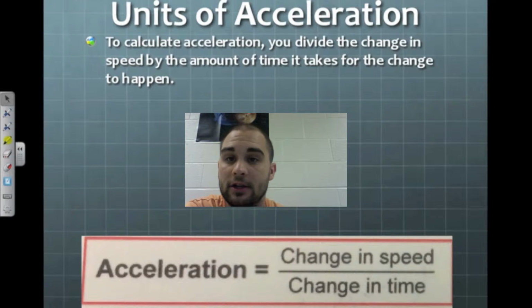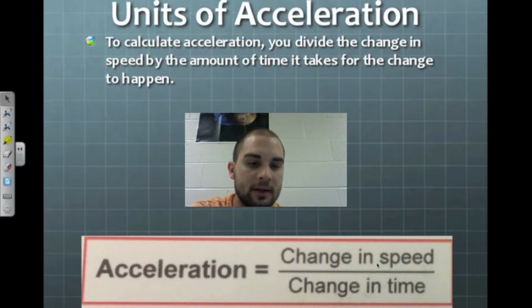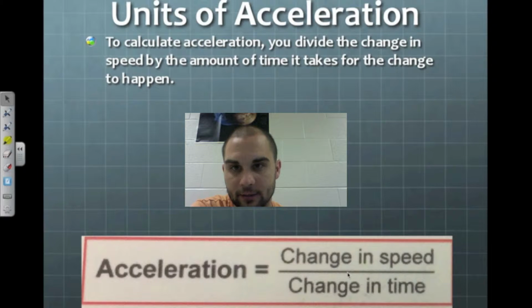Units of acceleration. To calculate acceleration, you divide the change in speed by the amount of time it takes for the change to happen. So you're going to have your change in speed, your final speed subtracted by your initial speed, divided by the time it takes for that change to happen. And that will give you acceleration. We'll look at more of these formulas on the next slide.